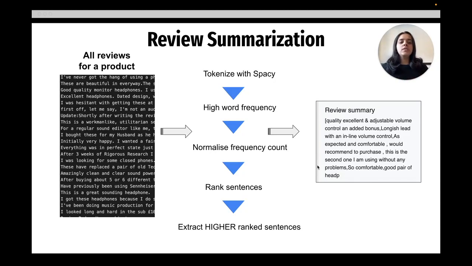This method uses the library spaCy for tokenization, looks at the frequency of specific words, and then ranks the sentences based on the sum of the frequency of each sentence. spaCy is a pre-trained NLP pipeline that interprets the grammar of the text, filters out the stop words and punctuation, normalizes the count, and extracts the higher ranked sentences, resulting in a summary of the top 5 sentences.